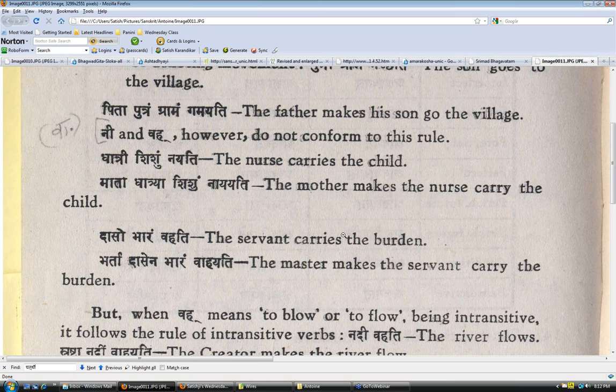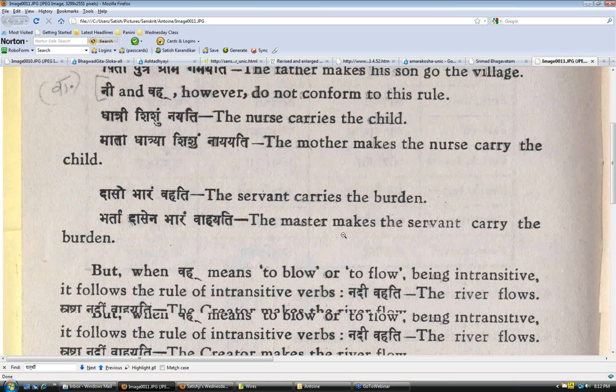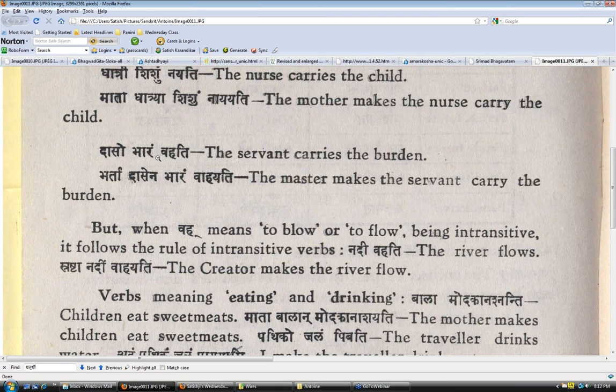So same thing, the same example from Devadatta bharam vahati, daso bharam vahati. Same example. Bharta is the master. The master gets the load carried by the servant. So dasena bharam vahayati. So Satishji, yes, sir.